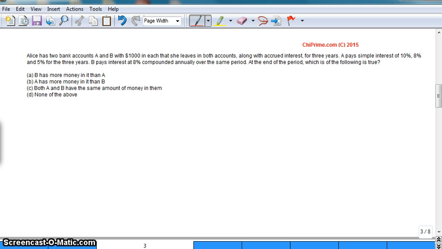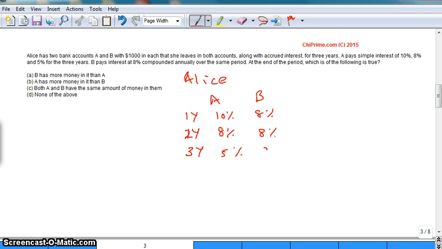Alright, so let's begin. Here Alice has two accounts, A and B. She holds $1,000 in each account, and they're paid at different rates of interest. In the first account, she earns 10% the first year, 8% the second year, and 5% the third year. And in account B, she's paid at a constant rate of 8% each year. Key to note is the fact that she does not take out any money during this period. And we're asked which account holds more money at the end of 3 years.